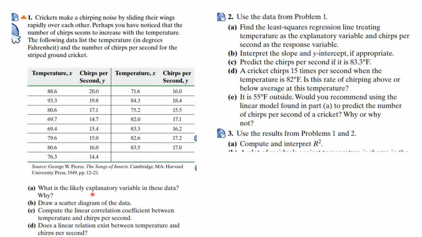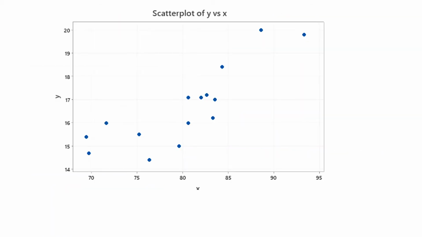It says, what's the likely explanatory variable in this data and why? Well, clearly, the chirps that the crickets are making is not raising the temperature outside. So the temperature is going to be the explanatory variable because it influences the other one and not the other way about. It's not always that clear, but that's what happens here. They ask us to draw a scatter diagram of the data. And here's what the plot will look like for y as the vertical axis and x as the horizontal axis, and these are the 15 data points that we have.